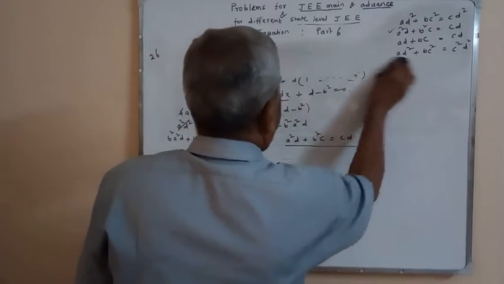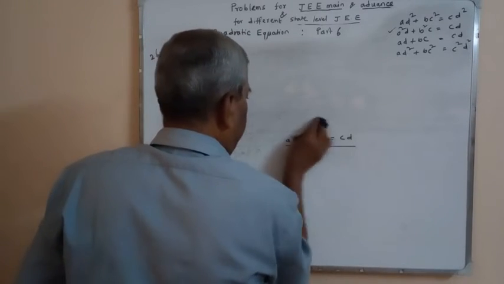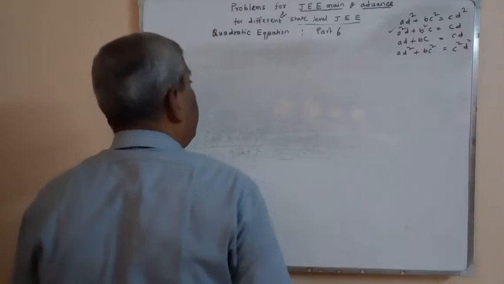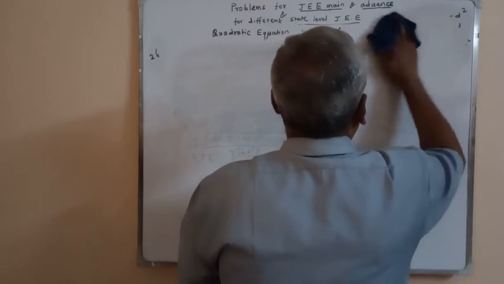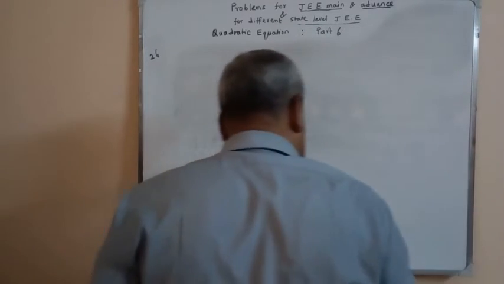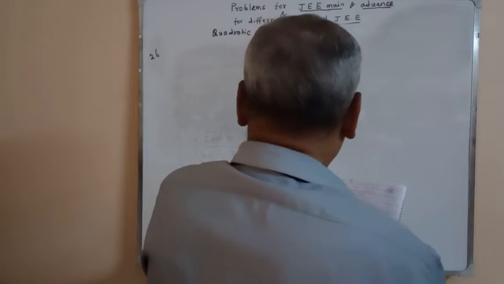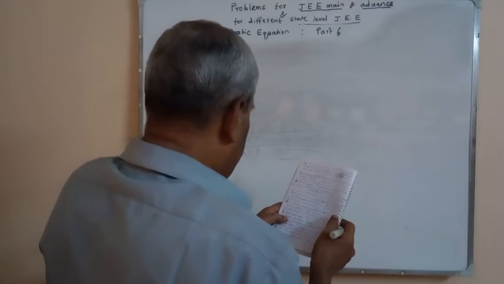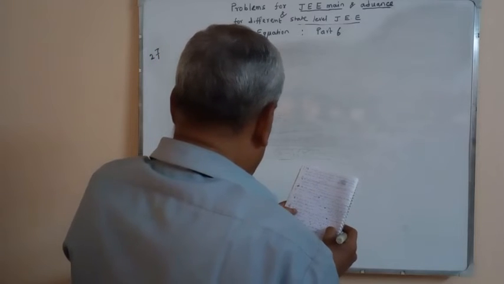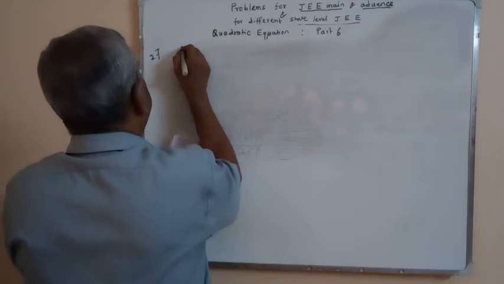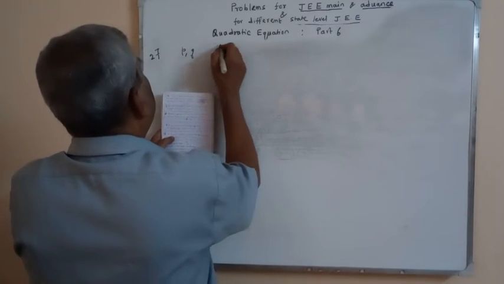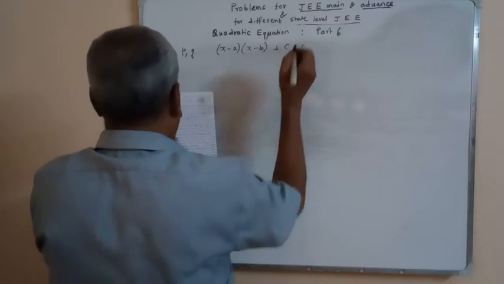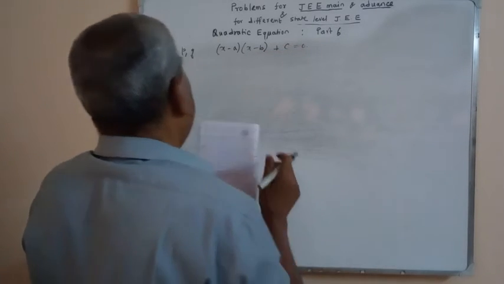Next problem. The next problem is problem number 27, and it is: if p comma q are roots of (x minus a) into (x minus b) plus c is equal to 0, then a, b are roots of what?